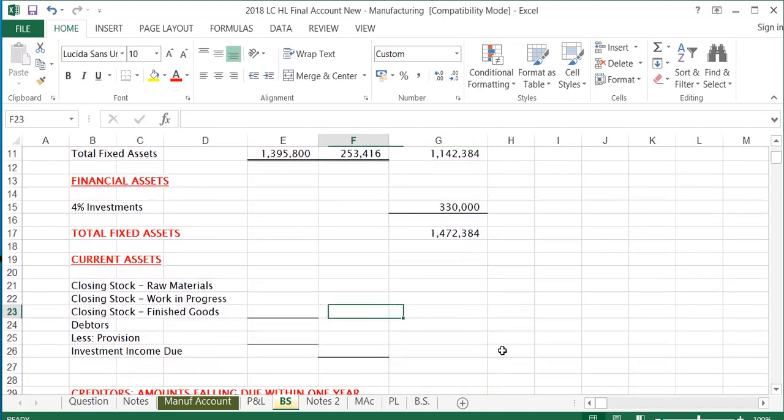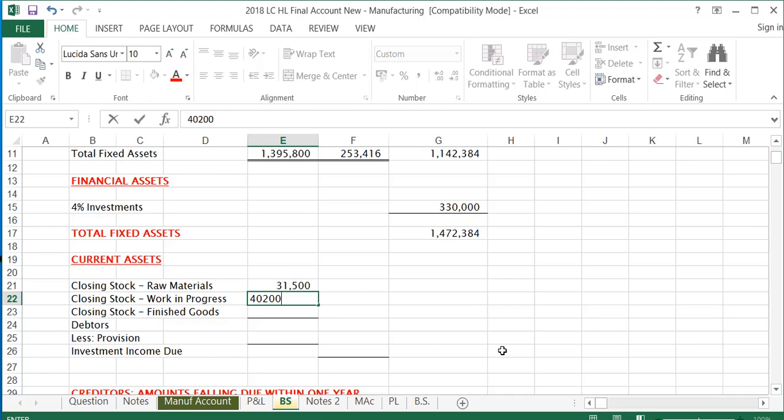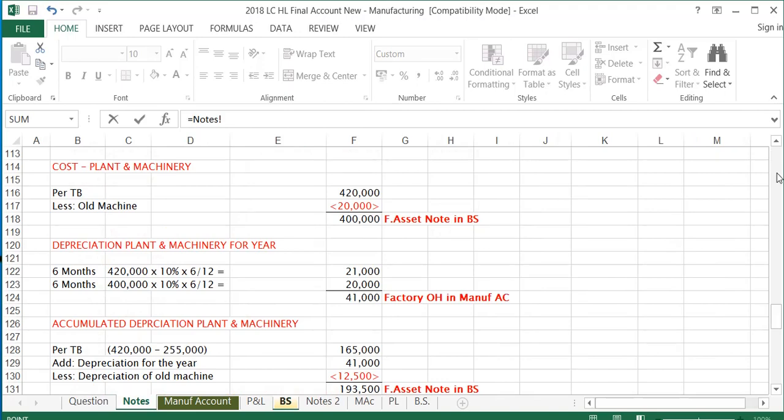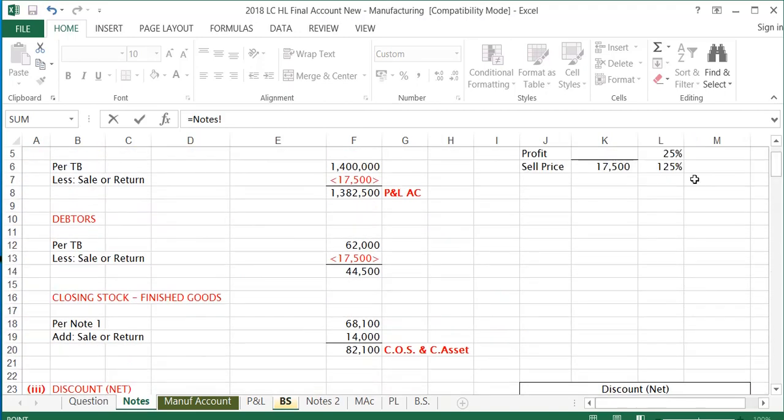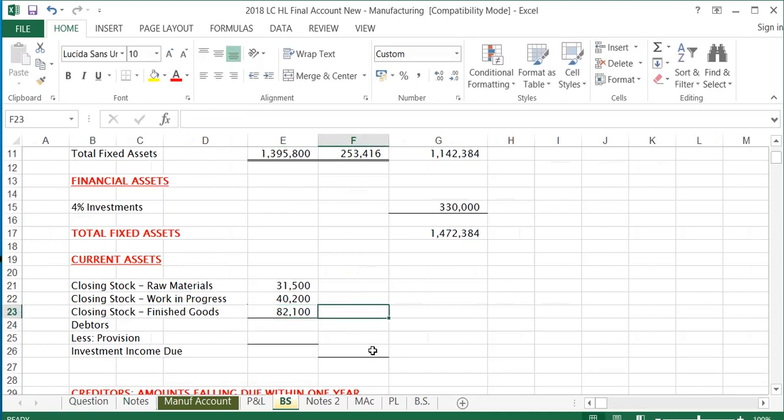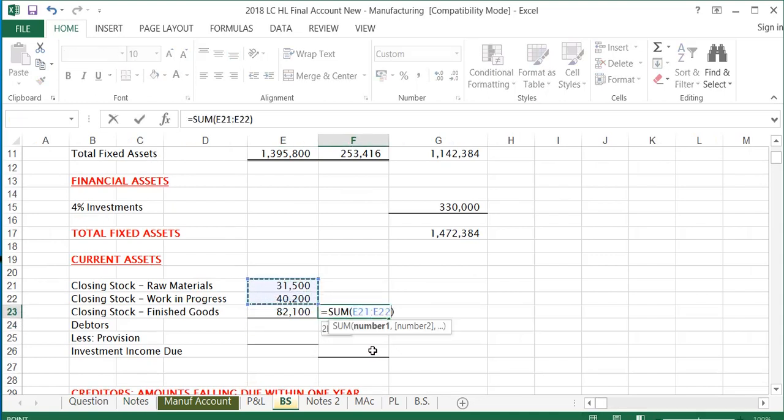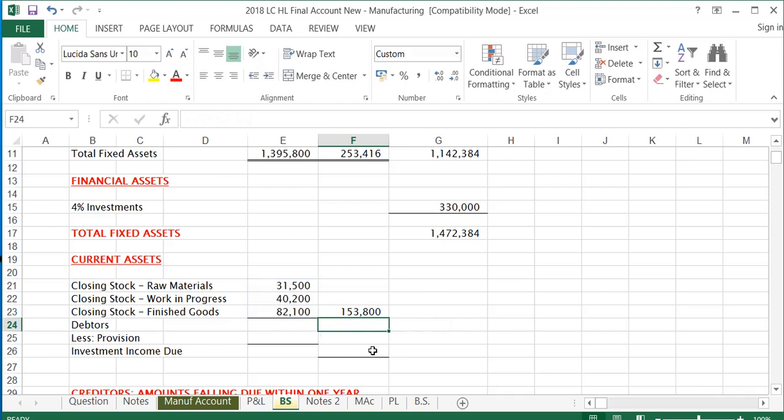So my current assets, first of all, I'll always put in my closing stocks, and there's three different types of closing stocks. Raw materials from note 1 in the question. Some of these may have changed, so we just have to be careful that they haven't changed. So raw materials has not changed. It's 31,500 from note 1. Work in progress has not changed, so that is still 40,200, the same as note 1 of the question. Closing stocks of finished goods has changed. So if I go back to my notes again, closing stock of finished goods is 82,100. So if I add up all my closing stocks, it gives me 153,800.